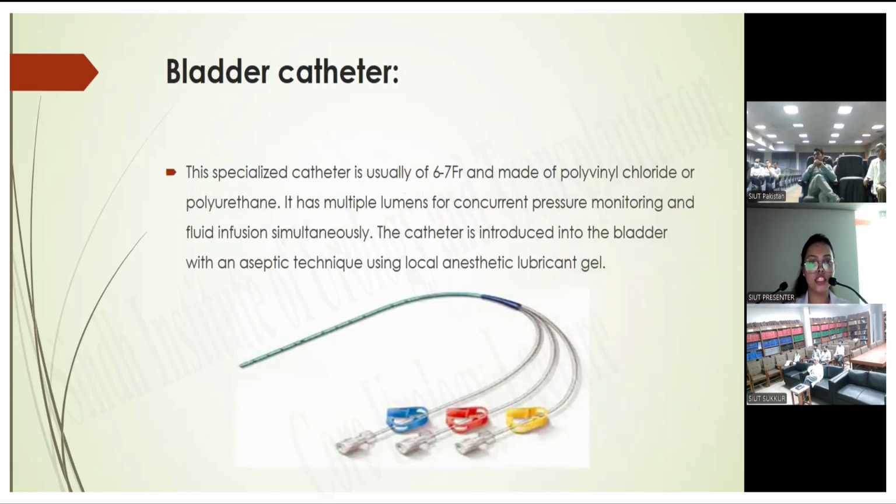Bladder catheter. This is a specialized catheter, usually of 6 to 7 Fr and made of polyvinyl chloride and polyurethane. It has multiple lumens for concurrent pressure monitoring and fluid infusion simultaneously. The catheter is introduced to the bladder with an aseptic technique using local anesthetic lubricant. Here is a picture of this bladder catheter with 3 lumens. One is for infusion, one is for measuring the pressure, and one is for airlock.